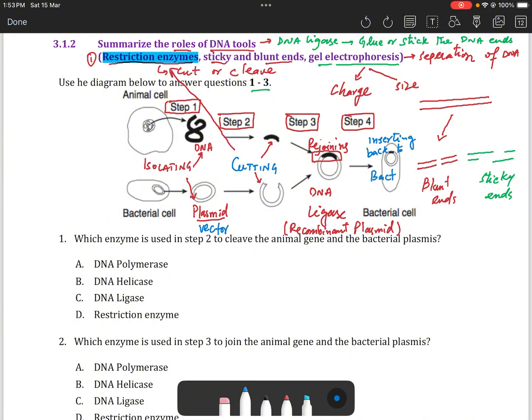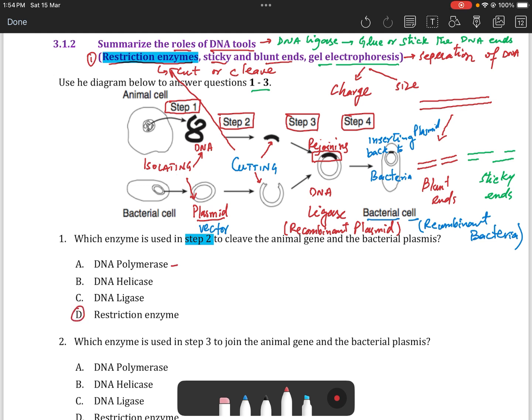When you insert the plasmid back to bacteria, the bacterial cell is called a recombinant bacteria. So now this is not a normal bacteria. This is called a recombinant bacteria. Moving to question number 1, which enzyme is used in step 2? So be very careful. Which step? We already said in step number 2, restriction enzyme. So no need to worry more. If you know the diagram, you can easily answer it.